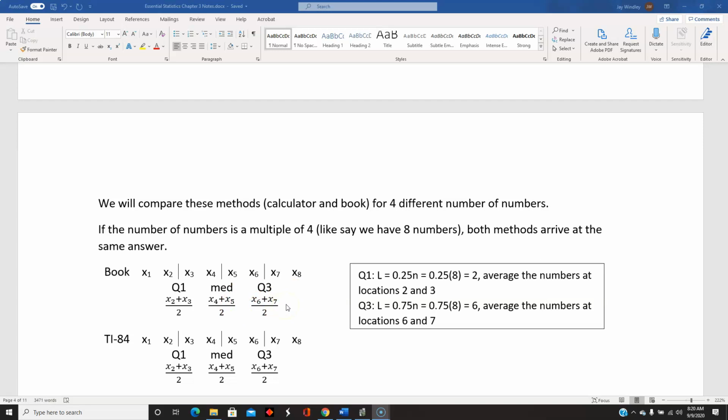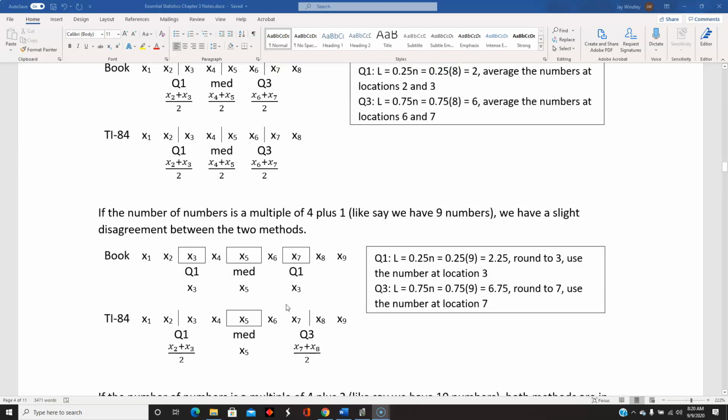So what if we had a number of numbers that was a multiple of 4 plus 1, like say 9 numbers? So now I'm referring to the numbers as x subscript 1 through x subscript 9. As I showed you earlier, that means location number 5 will be in the center with 4 numbers above it and 4 numbers below it. For the 4 numbers below it, you find the center right there by adding 2 and 3 together. And for the 4 numbers above, you find the center right here by adding 7 and 8 together. So this is the calculator way of doing it.